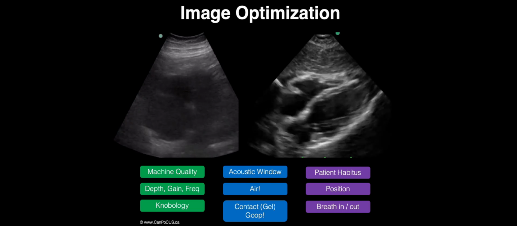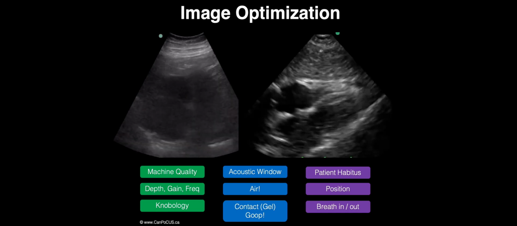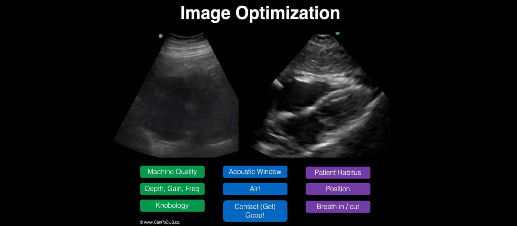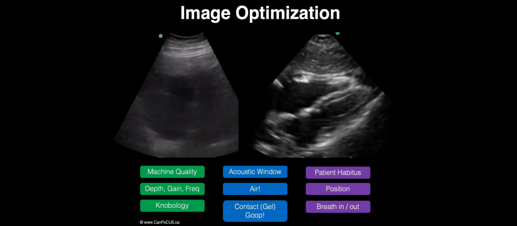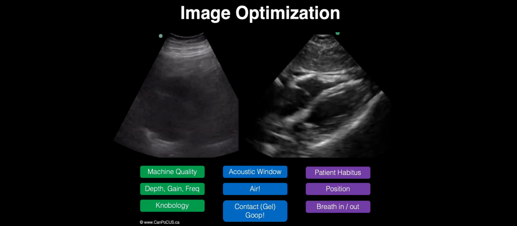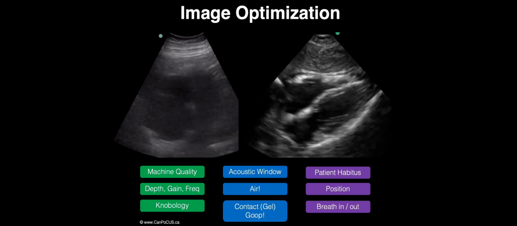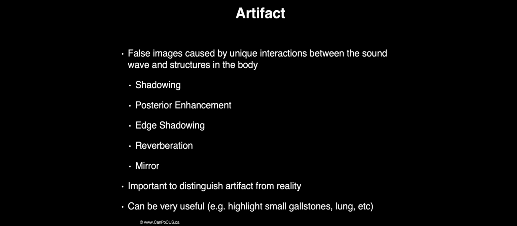Operator factors of the transducer, including finding an acoustic window, avoiding air, and ensuring good contact of the transducer with the patient using lots of gel, otherwise known as goop. Finally, there are patient factors including patient body habitus, the patient's position, and the different views available during the respiratory cycle.